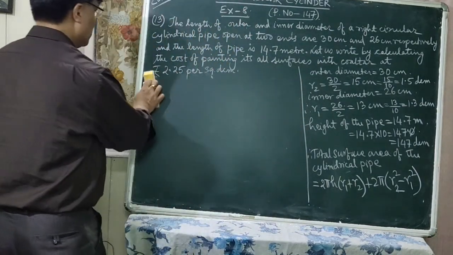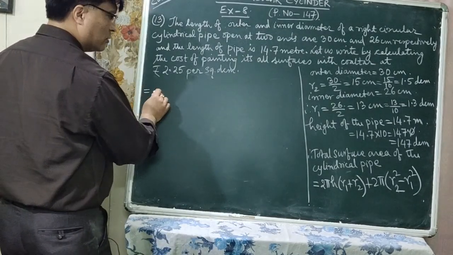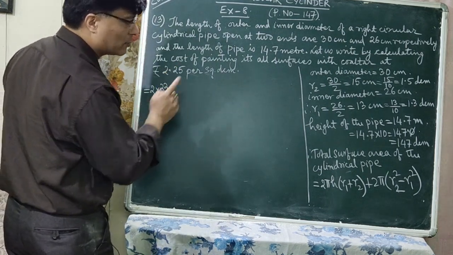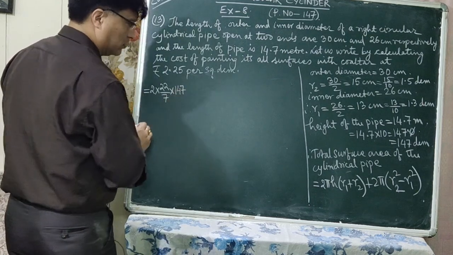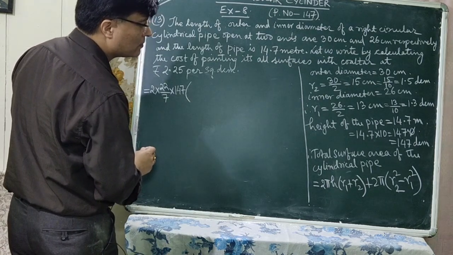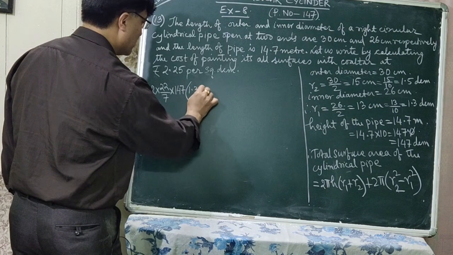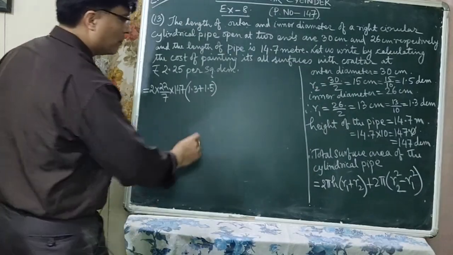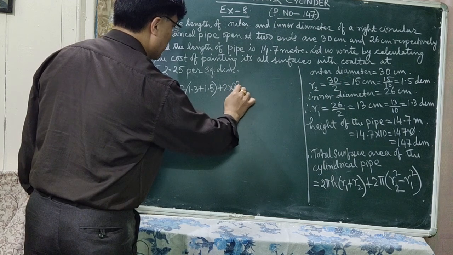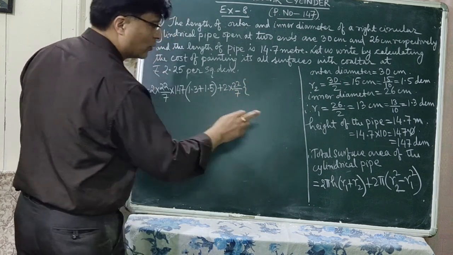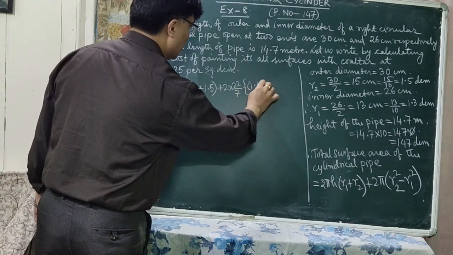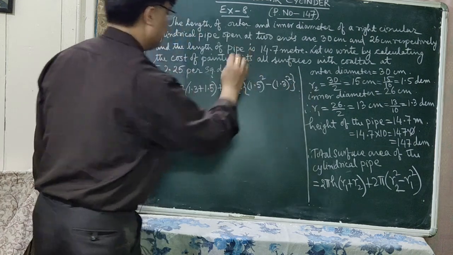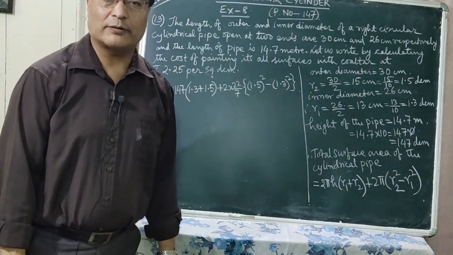So now let us put the values, which is equal to 2 into, what is pi? Pi means 22/7, and what is the height of the pipe or length of the pipe? It is 147. And within bracket, what is R1? R1 is 1.3, plus what is R2? R2 is 1.5, plus 2 into pi is 22/7, and within second bracket, what is R2 whole square? It is 1.5 whole square minus, what is R1 whole square? It is 1.3 whole square. So this is the total surface area of the right circular cylindrical pipe.